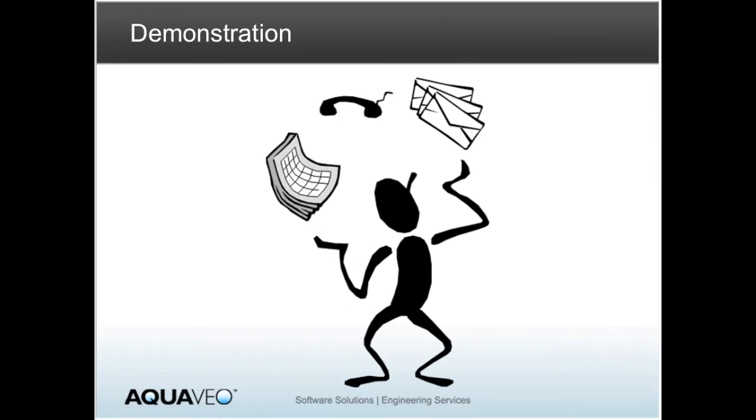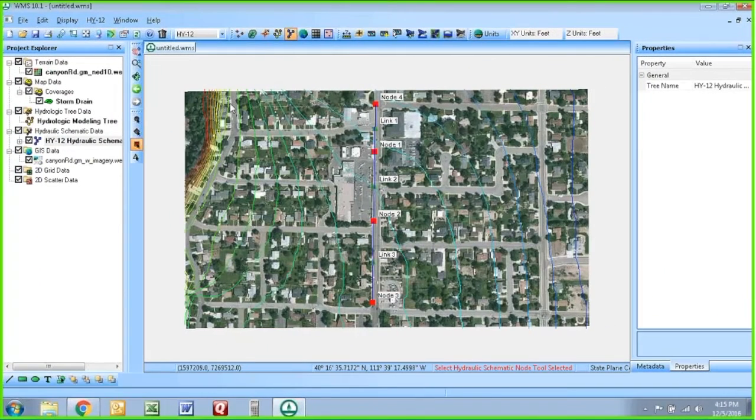I will now show how to define link and node data for your model using the WMS interface and how WMS can be used to automate some of the computations. So to define my link and node data, I'm going to make sure I'm in the hydraulic modeling module. Here in the hydraulic modeling module is where I define my link and node information as well as my other HY-12 project parameters. So I'm going to first start by defining all the node data that needs to be defined.